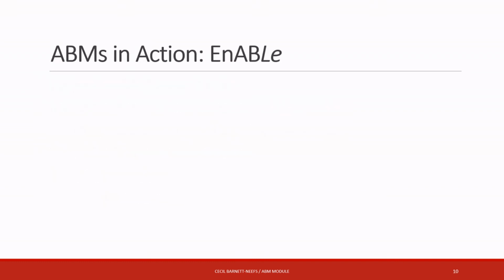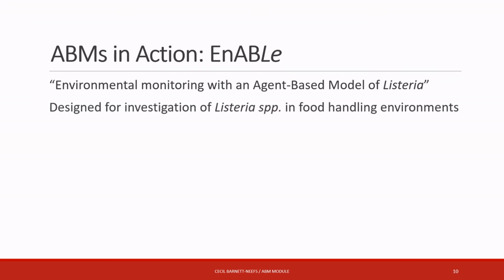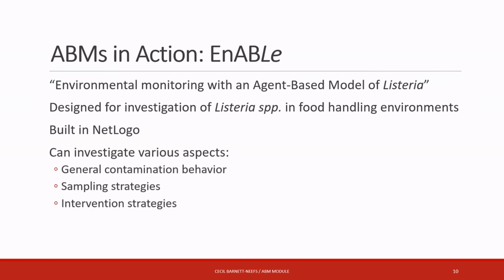These concepts have been put into action to produce several working agent-based models of Listeria contamination in food handling facilities. Currently, there are 3 sets of ABMs using the environmental monitoring with an agent-based model of Listeria, or Enable. These are built in the NetLogo language. The ABMs built in Enable have been used to investigate several aspects related to Listeria in food processing facilities and packing houses, such as general contamination behavior, designing and assessing sampling strategies, and assessing the performance of intervention strategies.